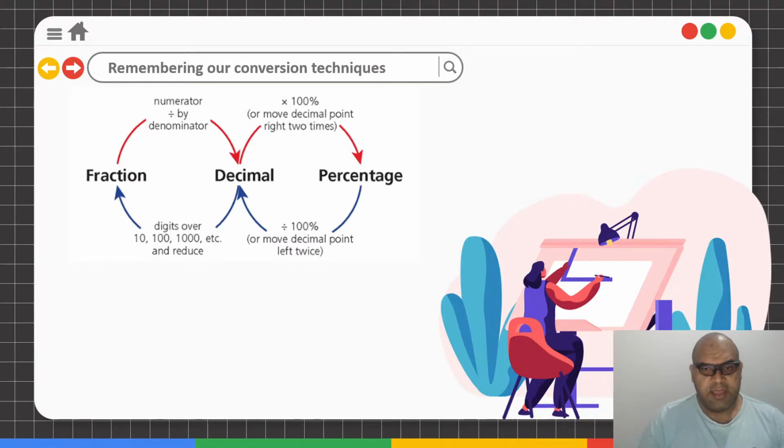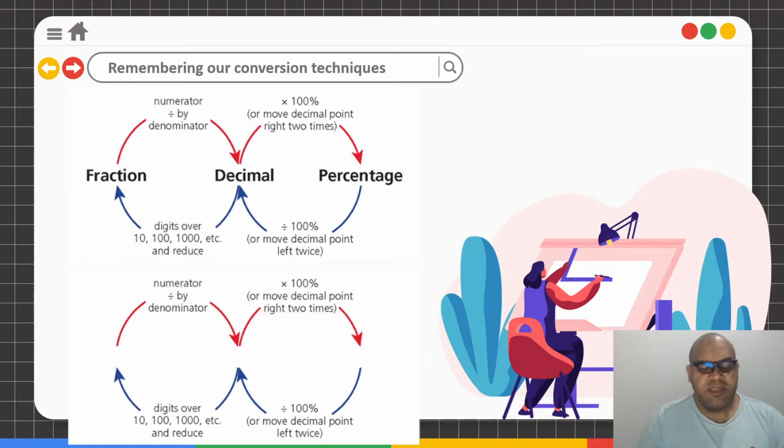To convert a fraction to a decimal, guys, you divide the numerator by the denominator. We divide and we get the decimal. And decimal to fraction, you put the digits over 10, 100, 1,000, and remember to reduce. Decimal to percentage, you just multiply by 100 and the result will be in percentage. And the opposite, you divide by 100 and you get the result as a decimal.